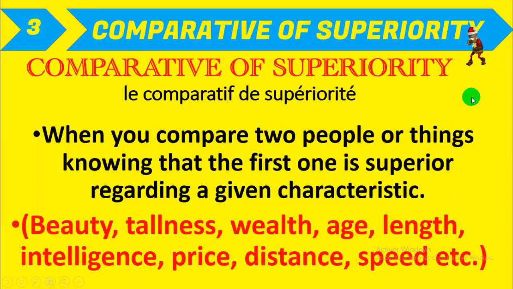Superiority. So we have seen number 1, equality. Number 2, inferiority. Now the comparative of superiority. When you compare two people, two things, knowing that the first one is superior regarding a given characteristic. It can be beauty, tallness, wealth, age, length, intelligence, price, distance, speed, etc.